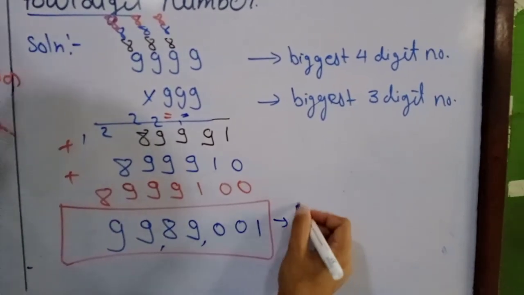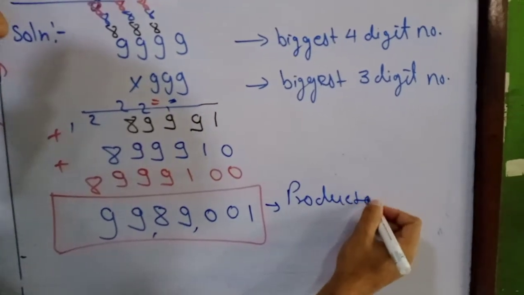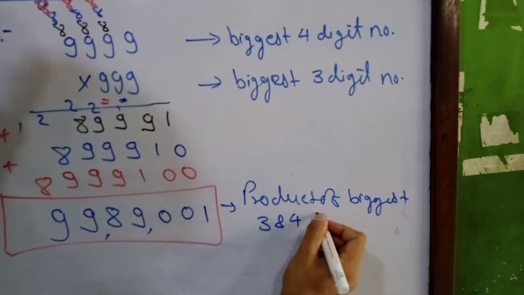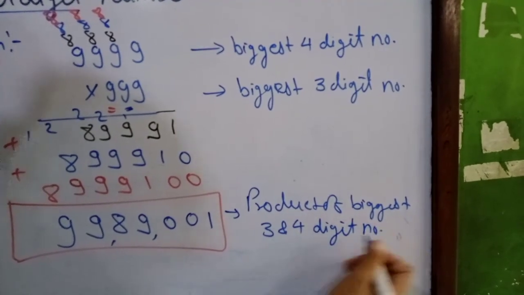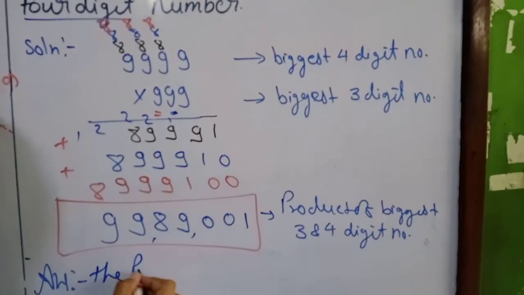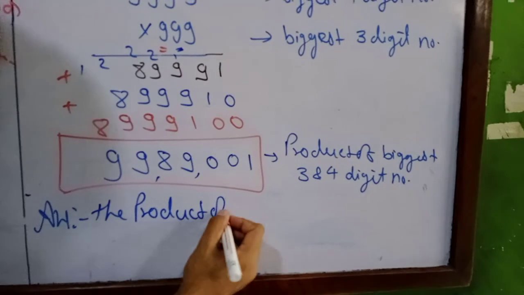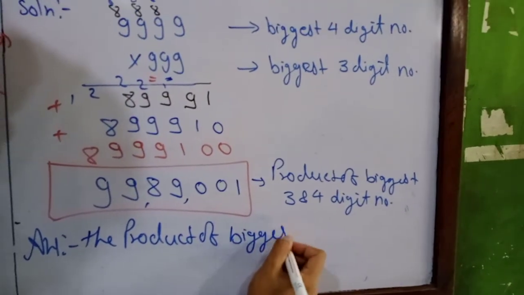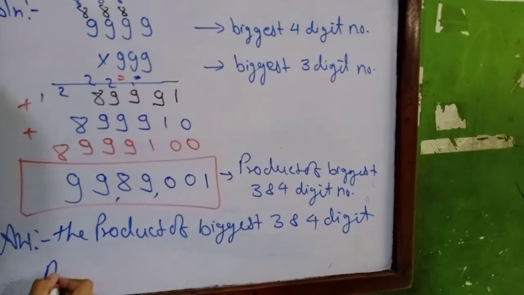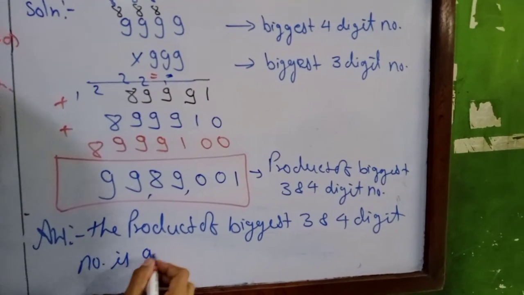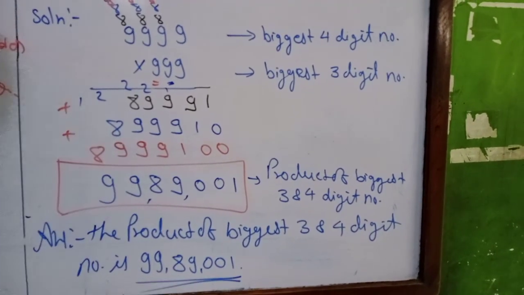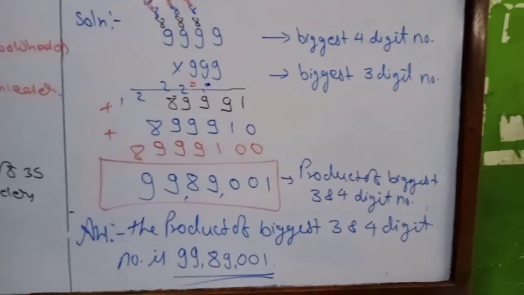That is the product of the biggest 3 and 4 digit number. Now we have to write the answer also. The product of the biggest 3 and 4 digit number is 99 lakhs 89,001. This way we have to conclude our answer.